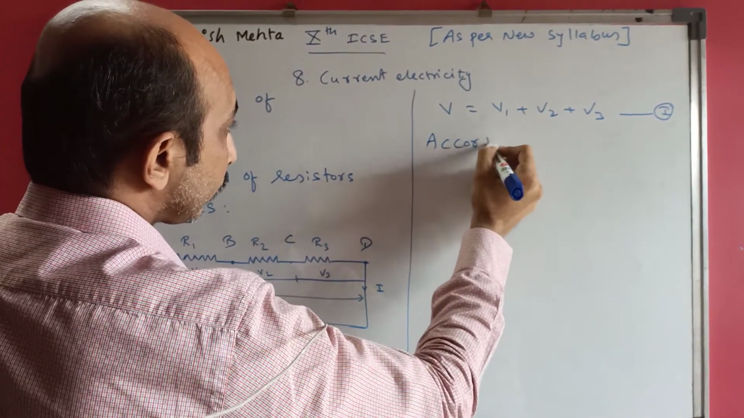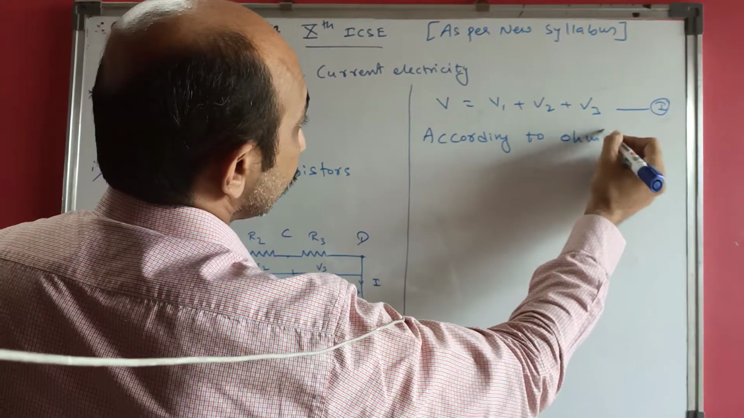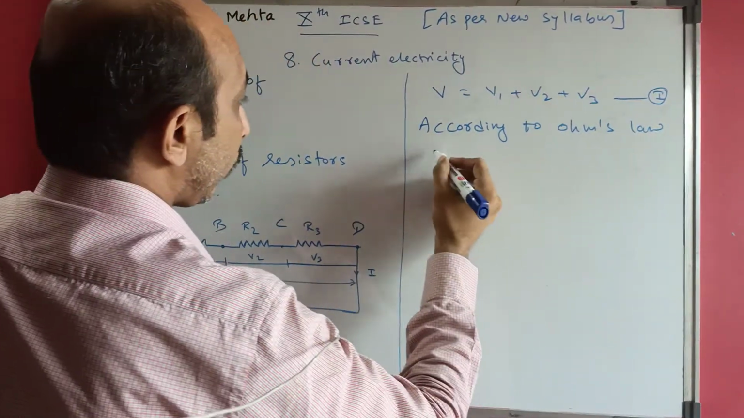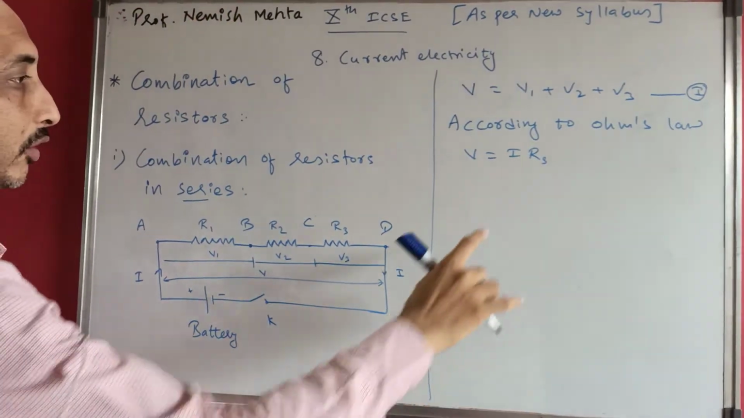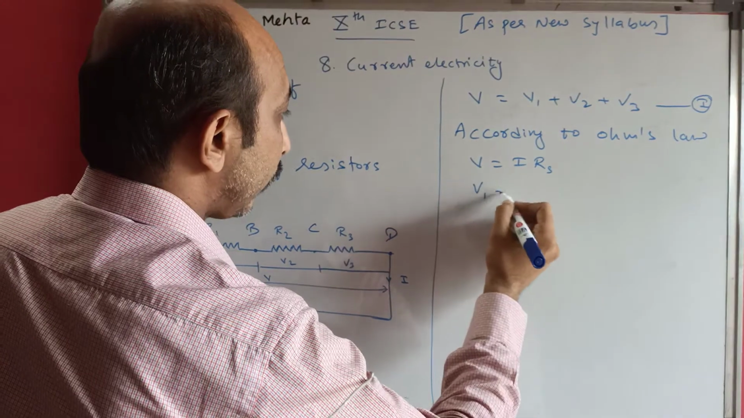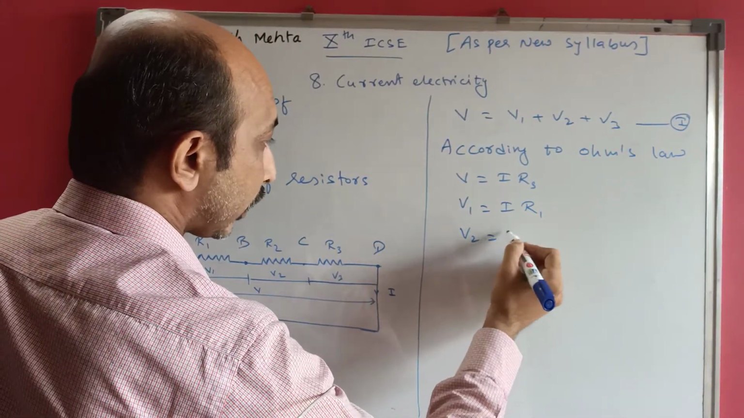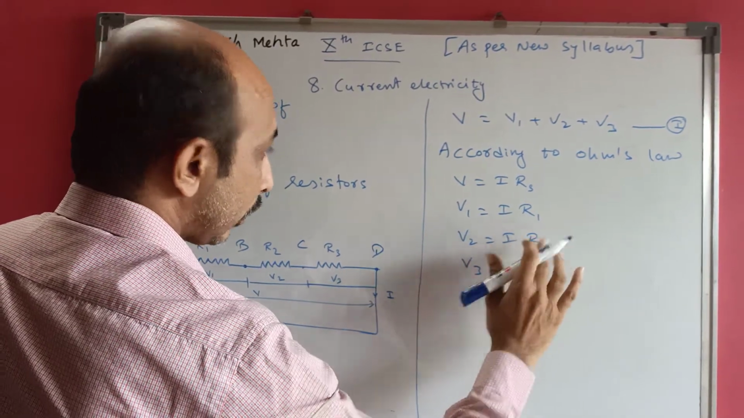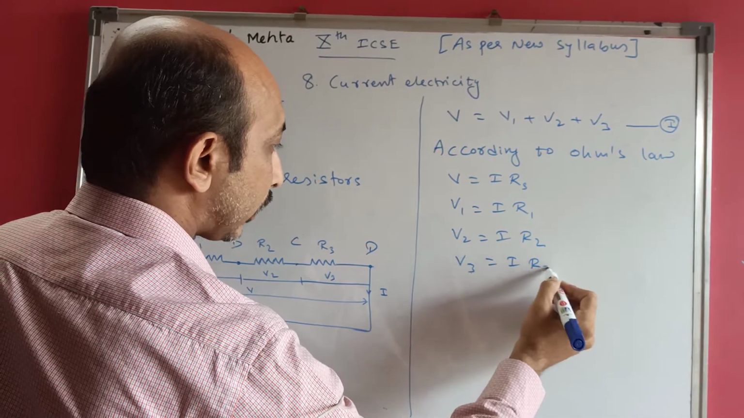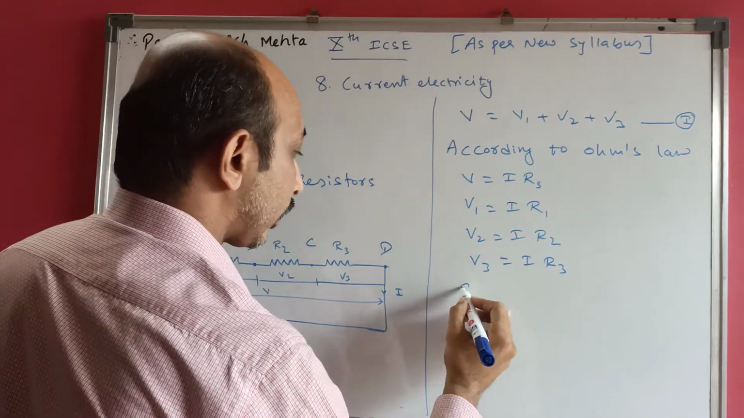Now, according to Ohm's law, V is equal to I into R. And let us denote resistance in series by Rs. V1 is equal to I into R1 because I is constant throughout the circuit. V2 is equal to I into R2. V3 is equal to I into R3. Getting it? Now we'll substitute this value in equation 1.